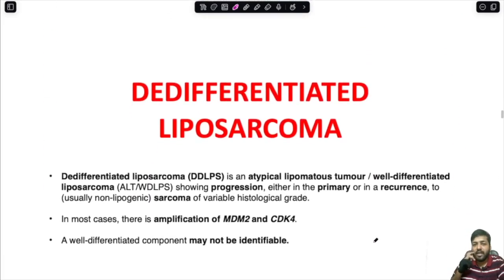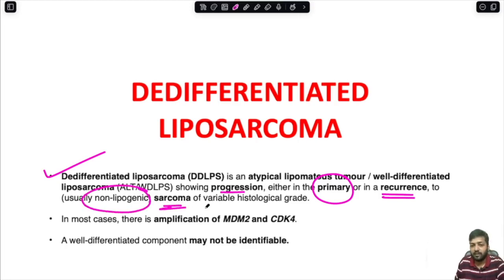Now comes the de-differentiated liposarcoma, which is regarded as a variant of well-differentiated or atypical lipomatous tumor. Now, de-differentiated liposarcoma is an atypical lipomatous tumor or well-differentiated liposarcoma showing progression, either in a primary or in a recurrence, to usually non-lipogenic sarcoma of variable histological grade.